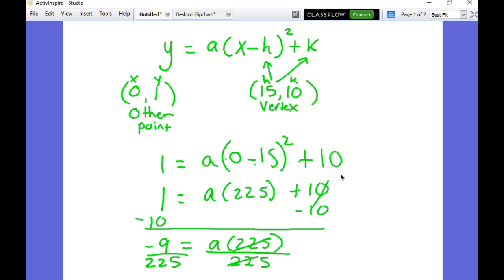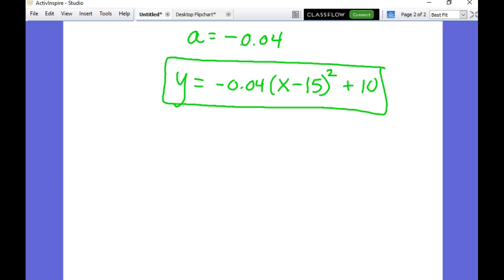After we plugged them in, we worked out what we... yeah, so big picture, we were trying to find A, right? After we find A, we put in three things. You plug in your A, your H, and your K. Okay? So you guys are going to do that now.